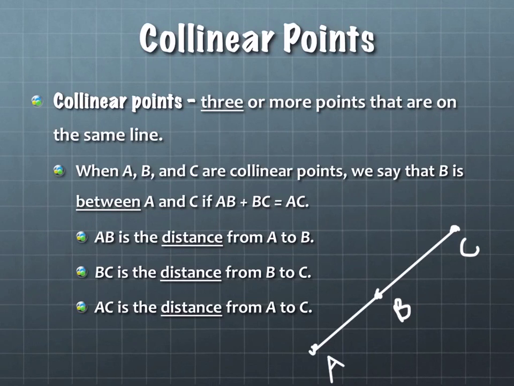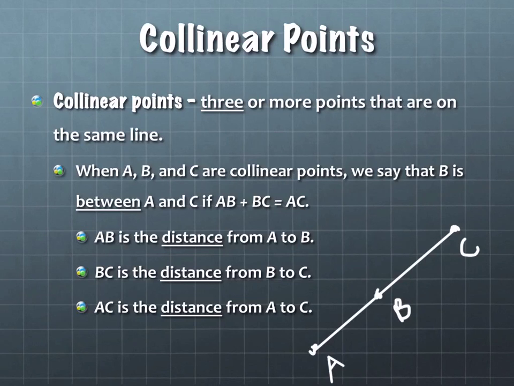Now, notationally, you may look at this and see that this says AB, BC, AC, and ask yourself, why aren't there line symbols on top of them? That's actually on purpose. When we do not have that line symbol or the ray symbol or the line segment symbol on top of it, it means distance.